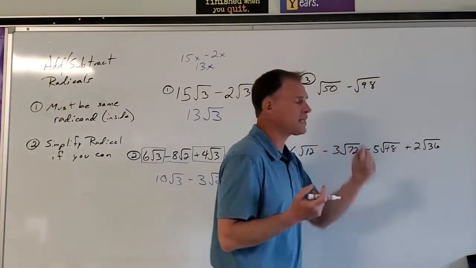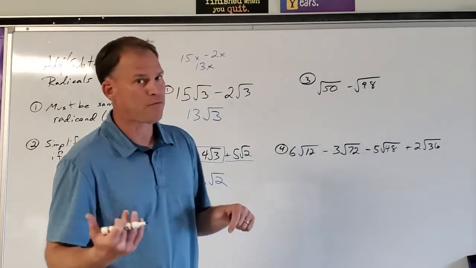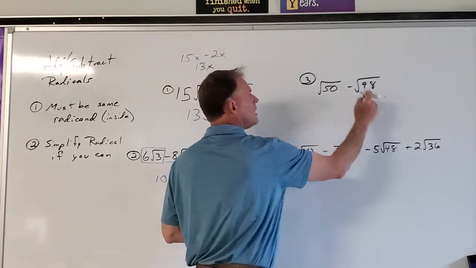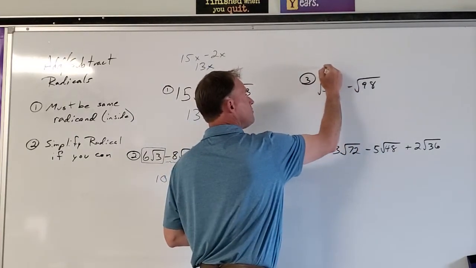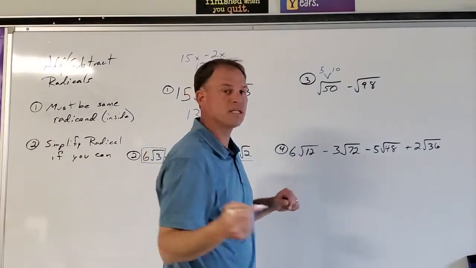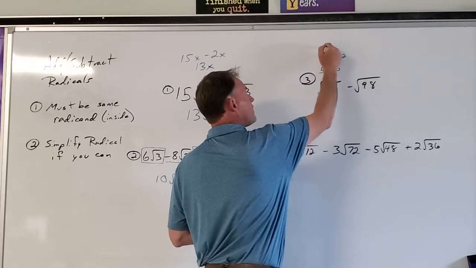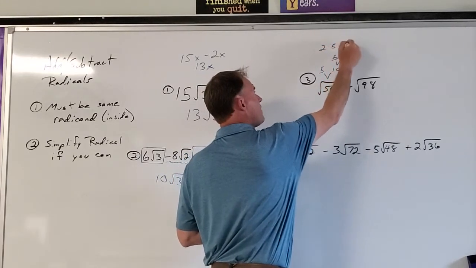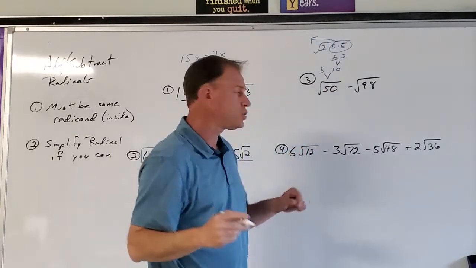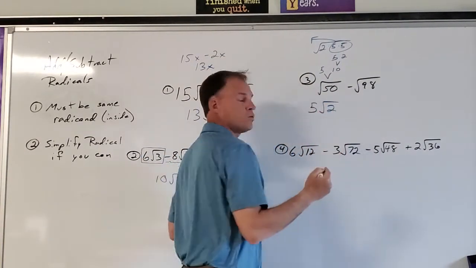Take a look at number 3. Are those the same radicand? No, they're not the same, but I can simplify. So again, going back to yesterday, and I'm going to work up here. What goes into 50? 5 and 10. What goes into 10? 5 and 2. So I've got a 2, 5, 5 in my radical. 5's are coming out, 2 stays in, so this simplifies to 5 root 2.